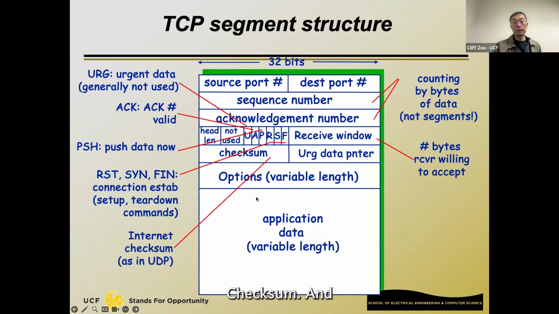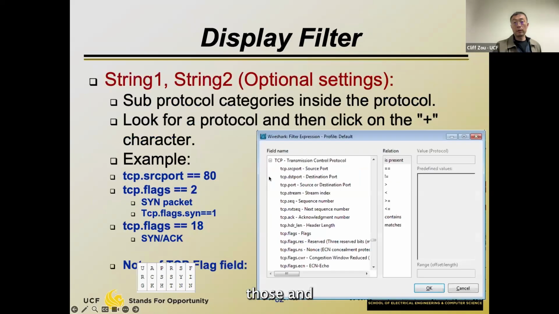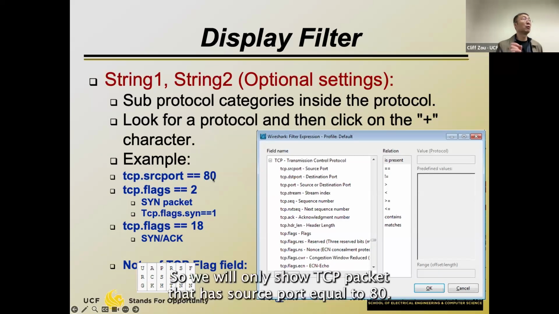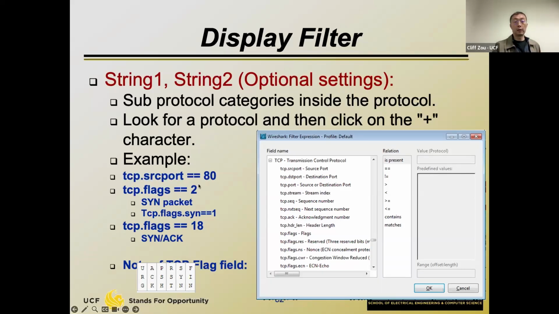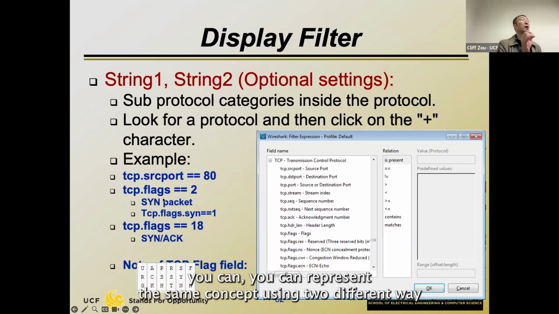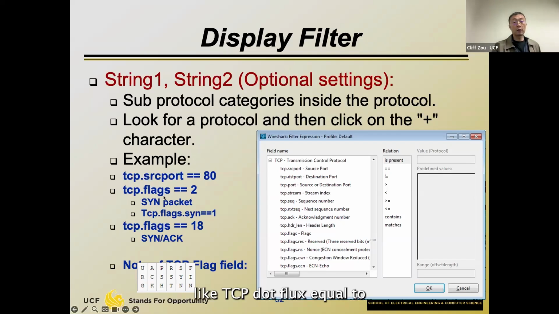Checksum and those. And in the display filter, you can say tcp.srcport equal to 80. So we will only show TCP packets that have source port equal to 80. You can represent the same concept using two different ways, like tcp.flags equal to, that is equivalent to tcp.flags.something equal to 1.